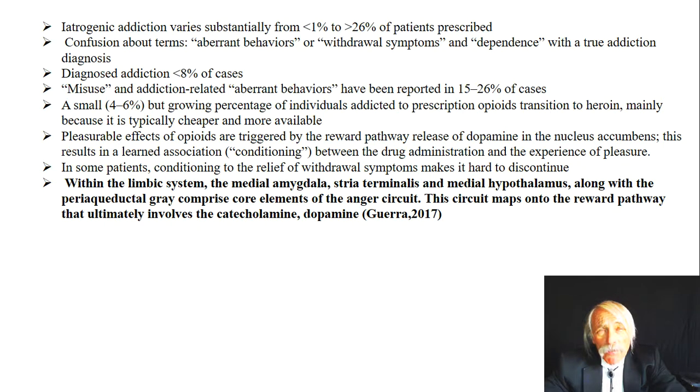It's probably because there's confusion about aberrant behavior or withdrawal symptoms or dependence. And all of those can be confused with true addiction diagnosis. And that's because a lot of your clinicians don't have a real good understanding of the other symptoms involved in true addiction. In fact, diagnosed addiction seems to be pretty stable, even during the midst of this opioid epidemic, at about 8% of cases.